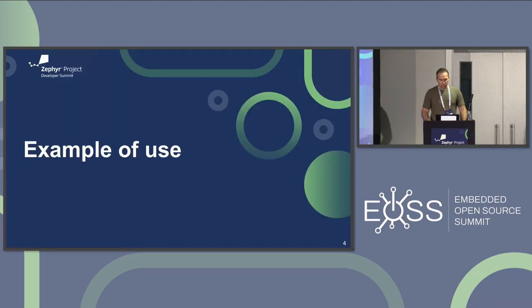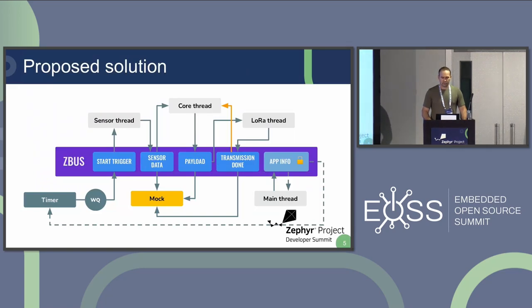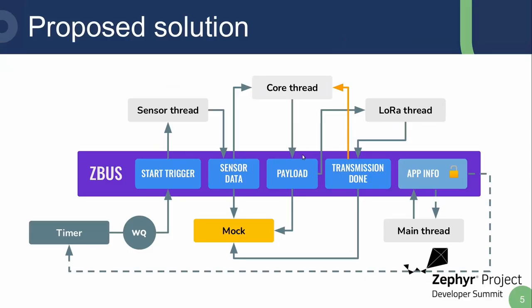So we are going to use an example of use. It's a little different from the first presentation; we have some tweaks here. I call this a bus diagram. It seems to be a cute image, right? We have some colors, but the arrows mean something. When you have an arrow from a channel to a rectangle, when the rectangle is gray, it means that it's a thread. When it's yellow, it's a listener, so it's a callback. And when you have an arrow coming from a thread to a channel, it implies that the thread is publishing to that channel.